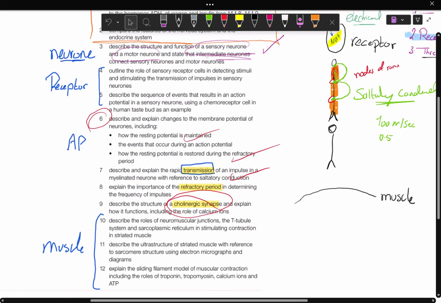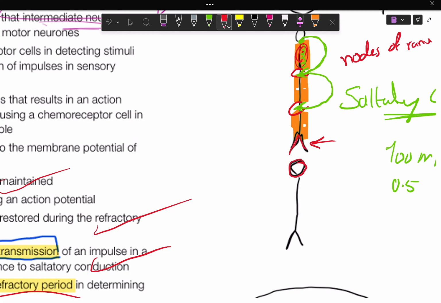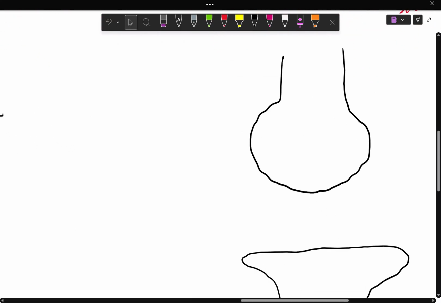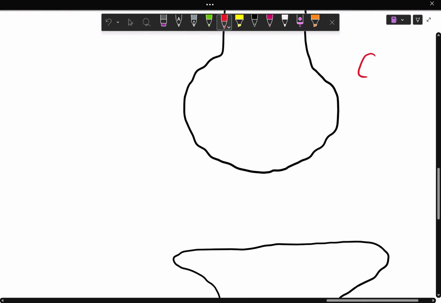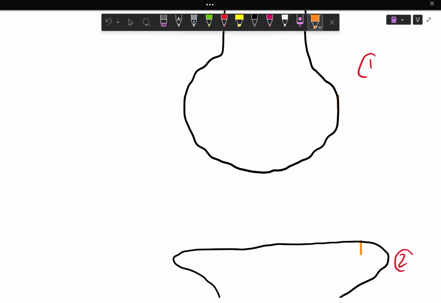Okay, so now the transmission reached up till here, till the end of the neuron. How did it jump from this part to this part? Here we have to use some chemicals, okay? So let's zoom in here and take a look. This is one neuron, and then this is another neuron. So the action potential reaches up till here. So we call this the presynaptic membrane and then the postsynaptic membrane.